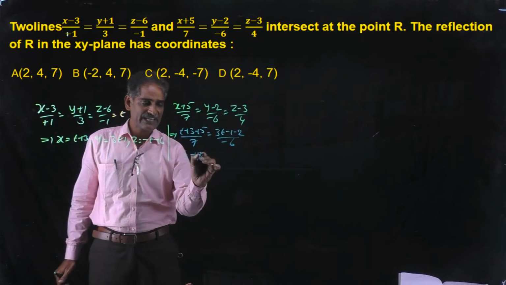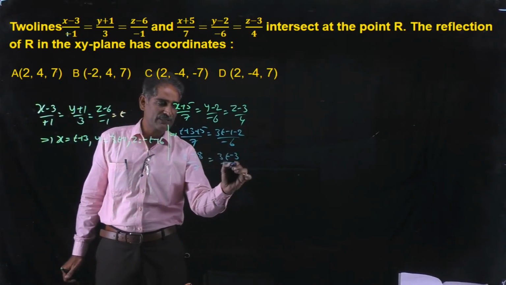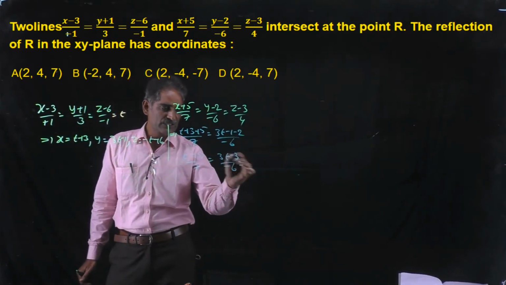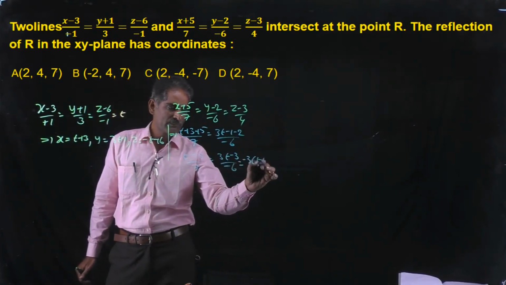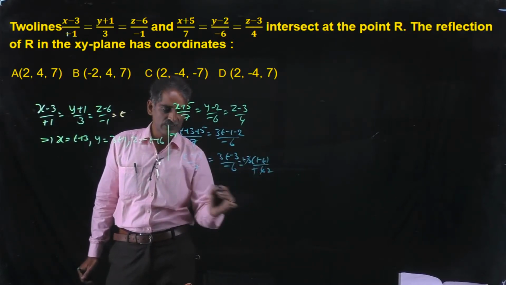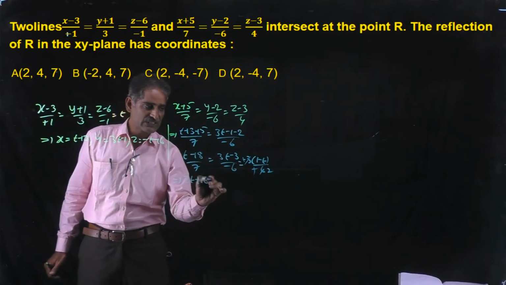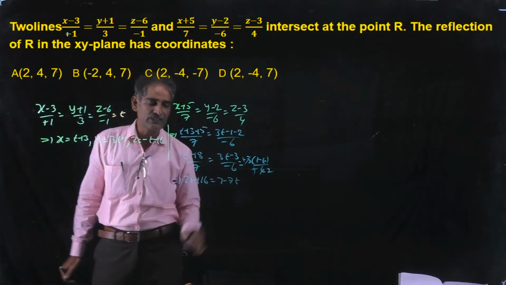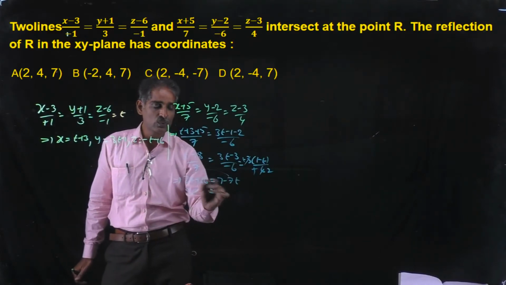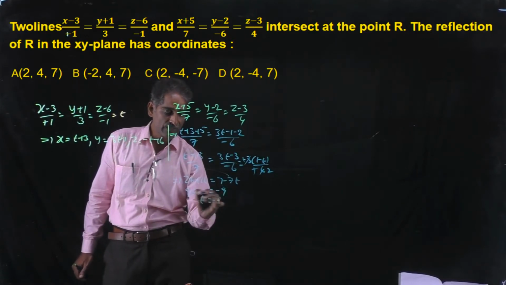(t plus 8) by 7 is equal to (3t minus 3) by minus 6. Okay, so now just take minus 3 common, then we will get (1 minus t) by minus 6. Minus minus gets cancelled, 3 2s are 6. Then from this we can write 2t plus 16 is equal to 7 minus 7t. So 9t is equal to 7 minus 16, that is minus 9. t is equal to minus 1.